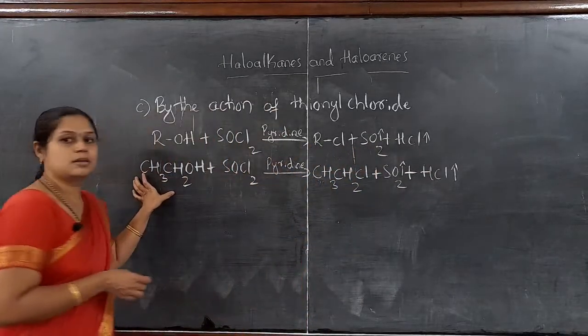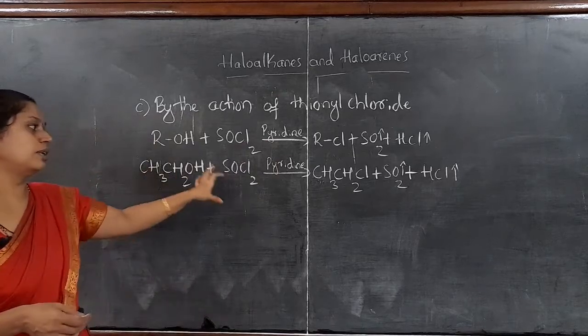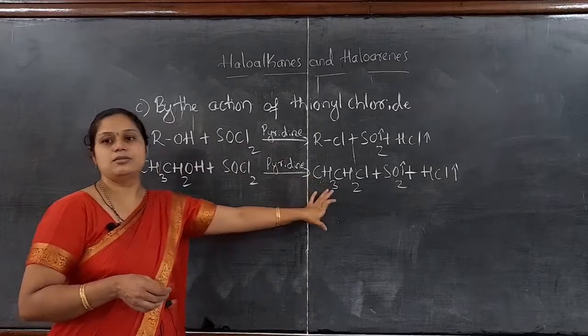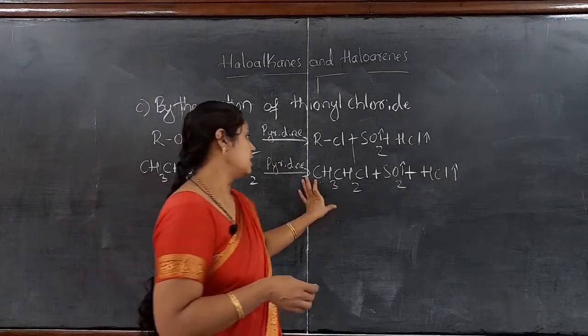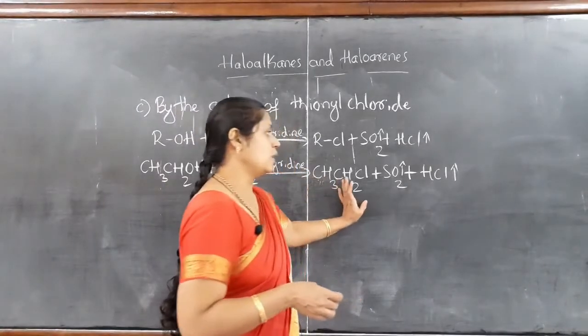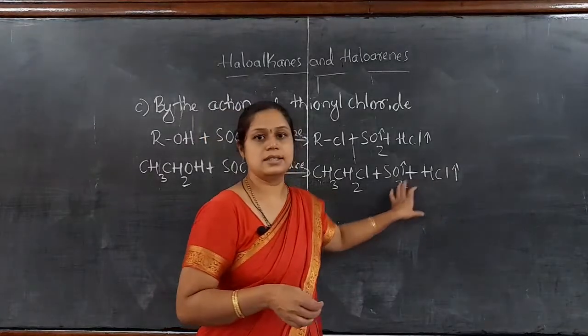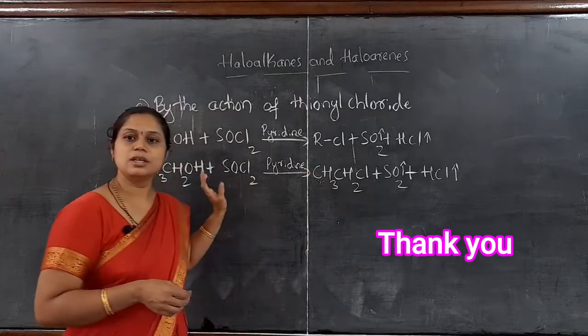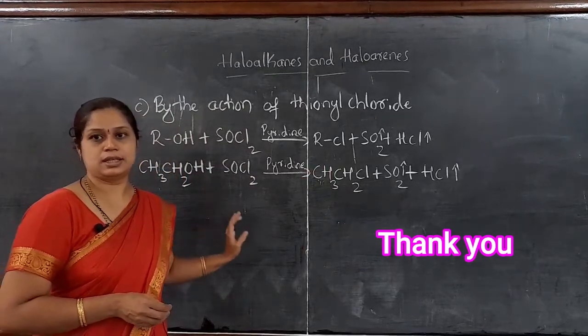If I take an example here, ethyl alcohol, when it is refluxed with thionyl chloride in presence of pyridine, we are going to get ethyl chloride and SO2 and HCl, which are in the gaseous form. So this is the best method for the preparation of chloroalkanes.